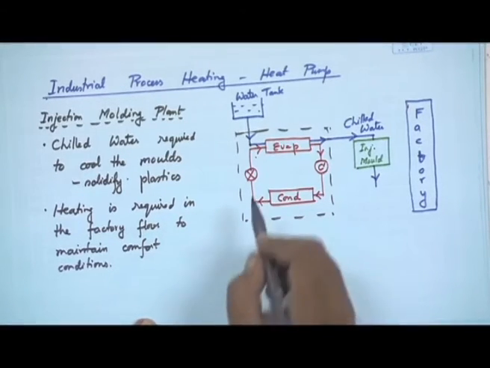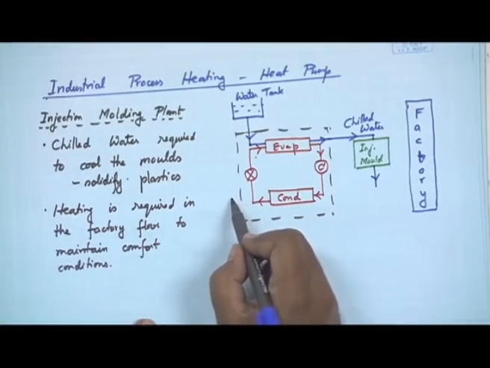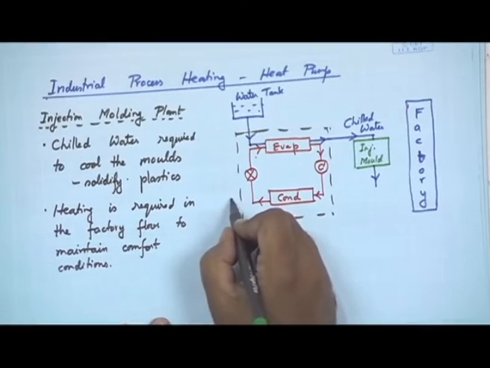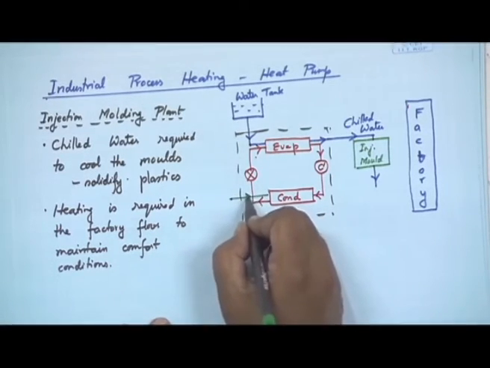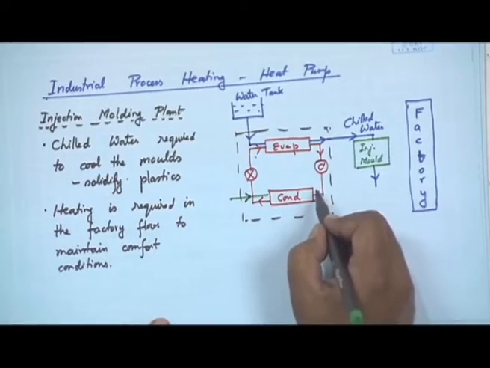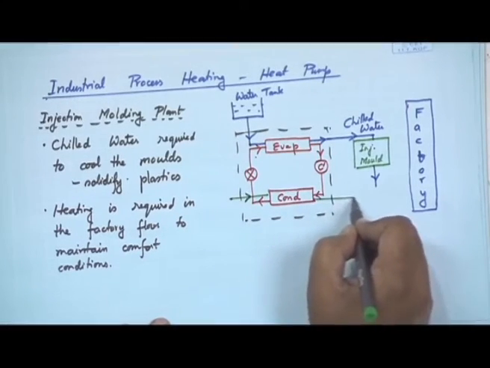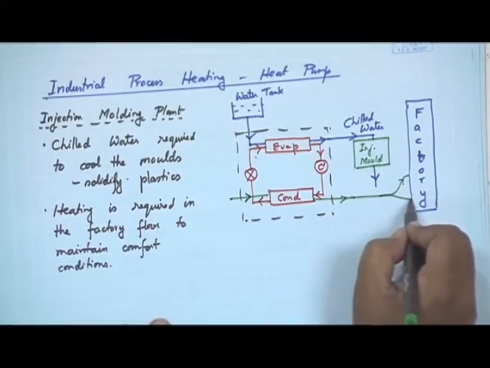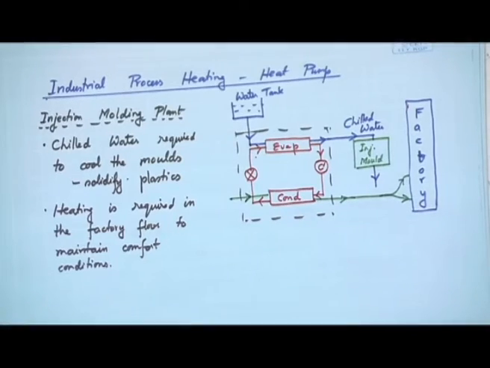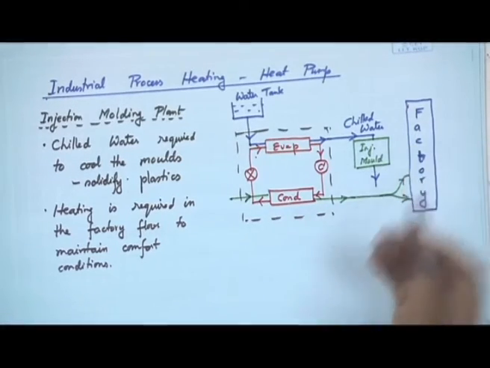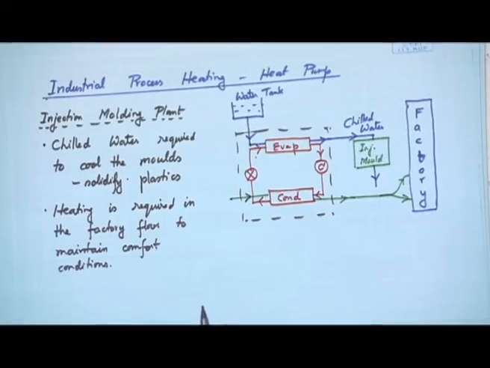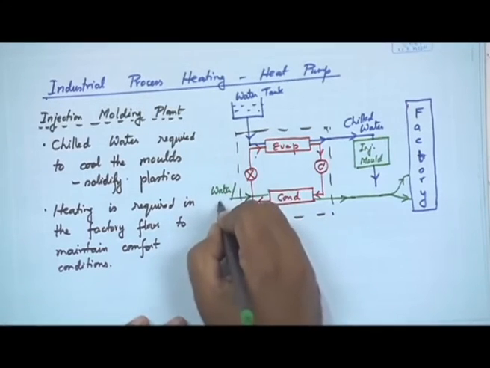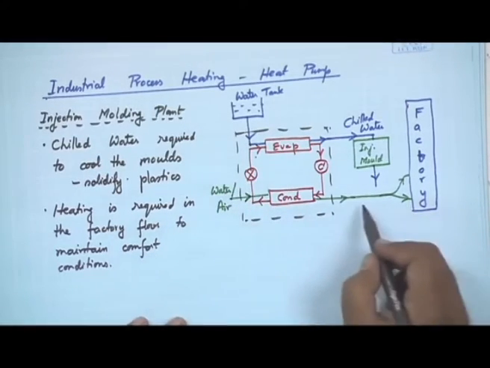And then through the condenser, again let me use a different ink. Let us say I am going to pass air or water, does not matter, and then this one comes out at an elevated temperature and can be used for heating. If it is heated air, it can be directly fed into the factory floor. If it is heated water that we are using, so let me write, it can be water or it can be air.